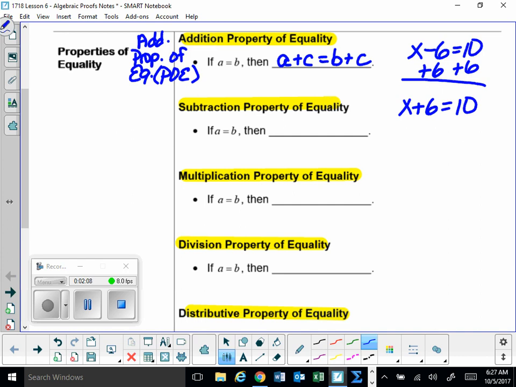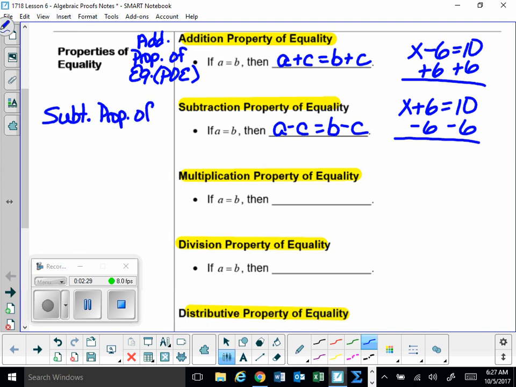What do we do? That's right, you subtract 6 from both sides. So A equals B, A minus C equals B minus C. Now subtraction has to be abbreviated SUBT, prop of equality. The multiplication property of equality allows you to solve this equation.